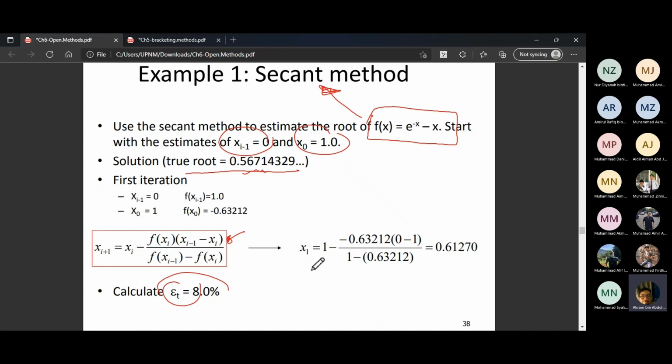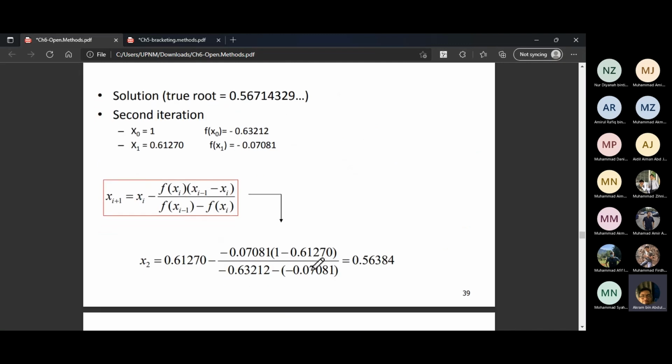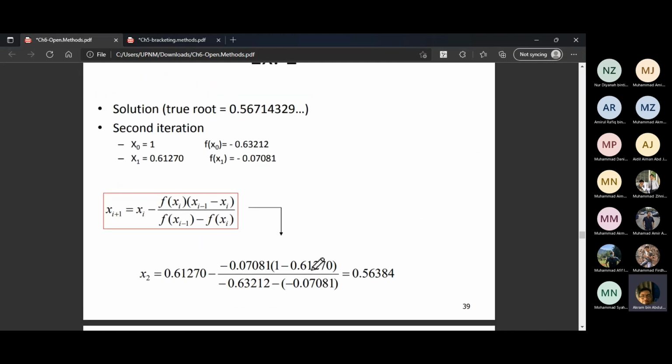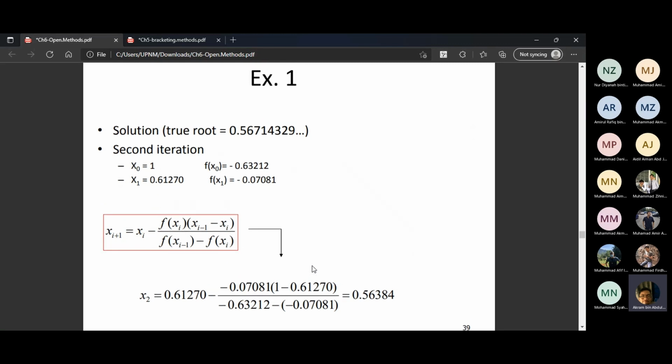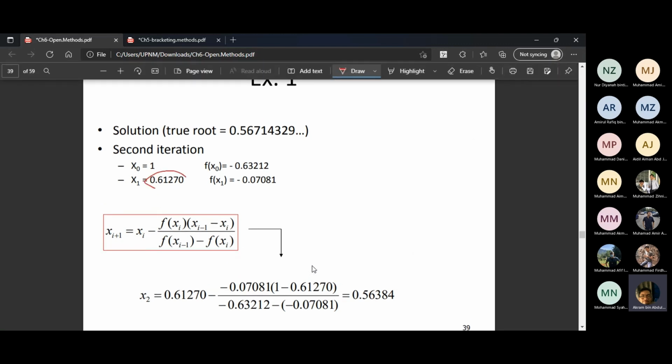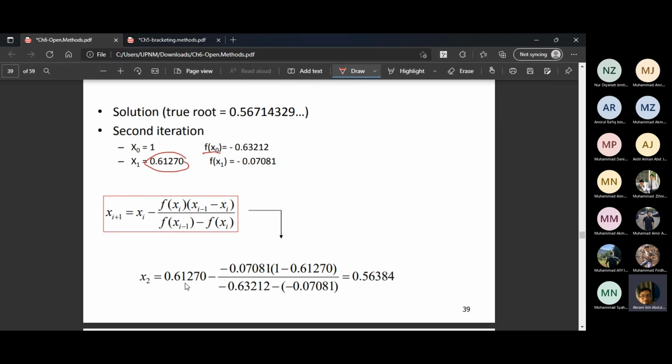Now we continue with the second iteration. Now our x0 is equal to 1 and our x1 is equal to 0.61270. So this is the value that we get from the first iteration. So we find the f of x for each x0 and x1, and then we use this to find the value of x2. When we calculate, we get x2 is equal to 0.56384.